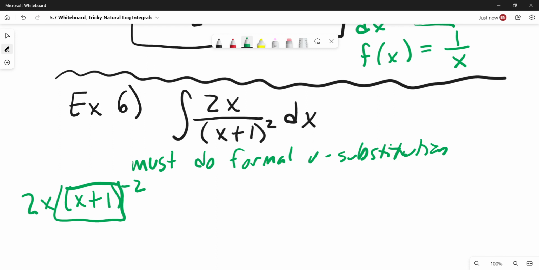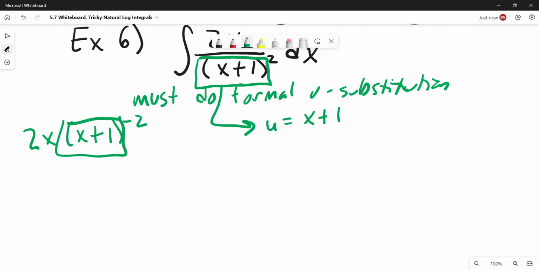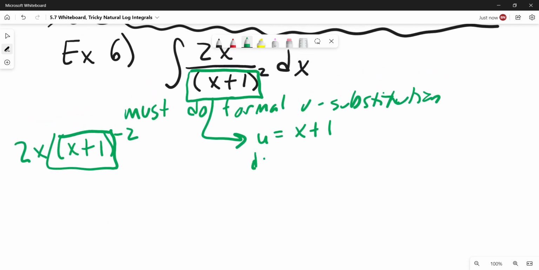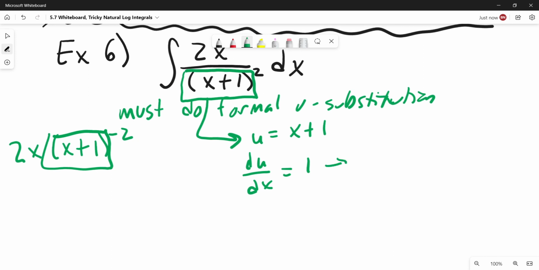So anyways, I'll keep that written there. So our u is going to be this. So our u is x plus 1. Okay, so our du/dx is just 1, which means du equals dx.